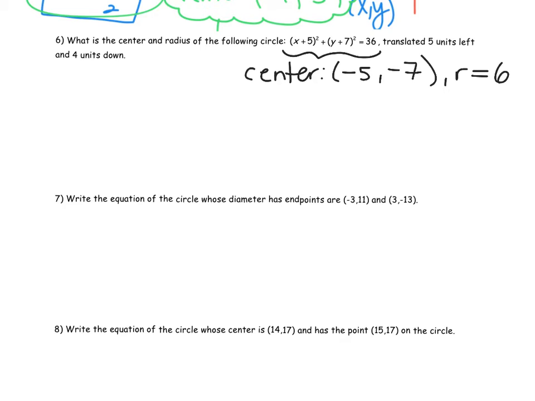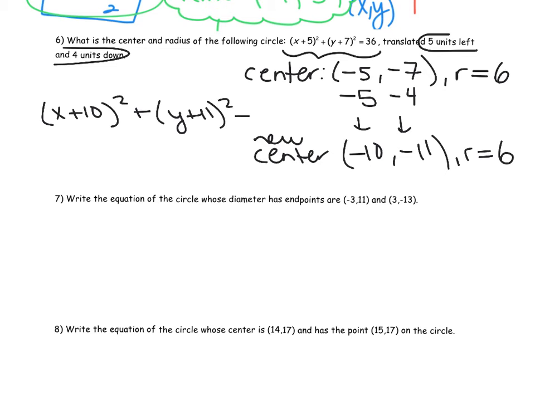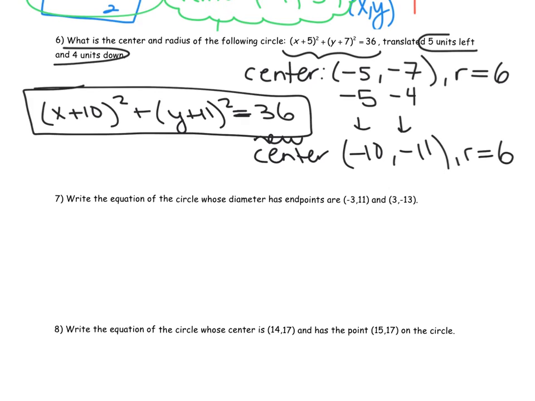Now I want to translate this 5 units left and 4 units down. So I'm going to go 5 units left, 4 units down. My new center is going to be at (-10, -11). Radius stays the same, guys. It doesn't change. So this is actually a quick and easy one. My new equation will end up being (x plus 10) squared plus (y plus 11) squared is equal to 36. So that's your equation. All right, let's move on.